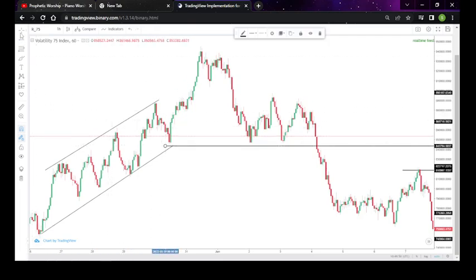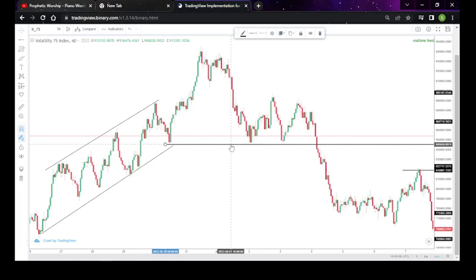Yes, I've applied my neckline, as you can see. Guys, one thing that I need to tell you: some people say that when drawing this neckline you should connect the body of the candles. No, connect to the wick rejections, because these are the wick rejections.